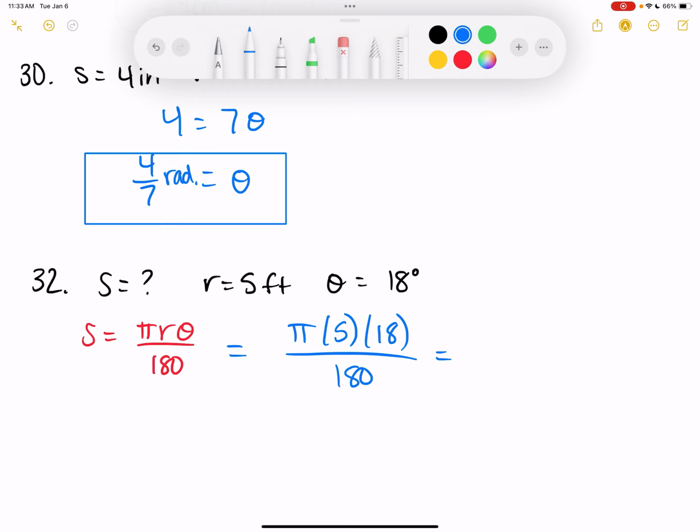Somebody can tell me what that is. Half of pi. I got 1.57. Yep. So, like I said, you can use this formula, or you can use the original formula and convert first, but just make sure you pay attention. Theta has to be in radians, and so that was why we had to do this modification on this one.